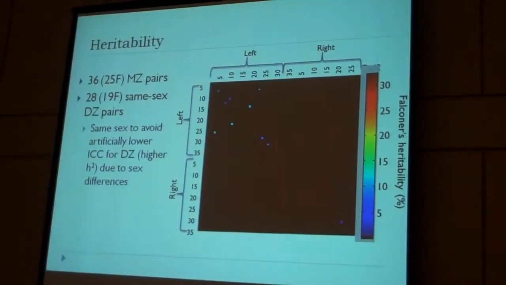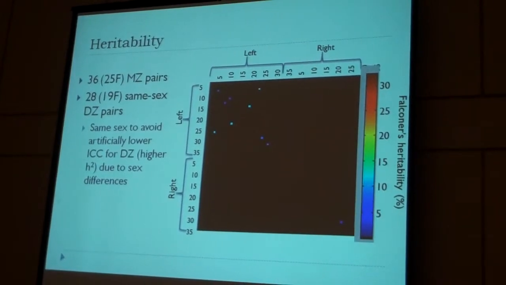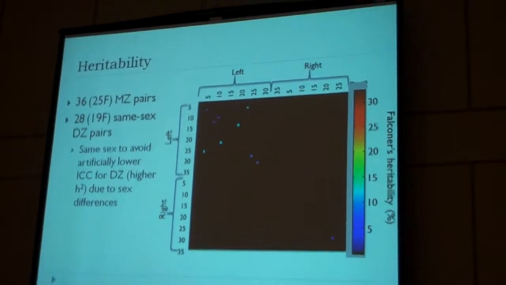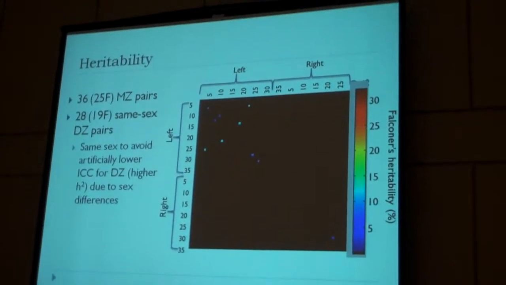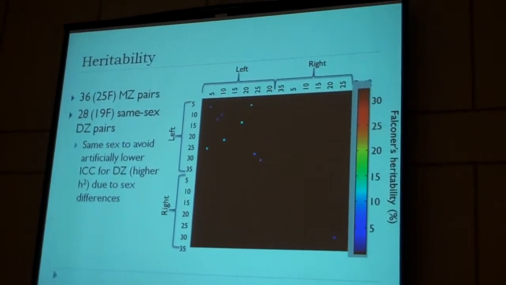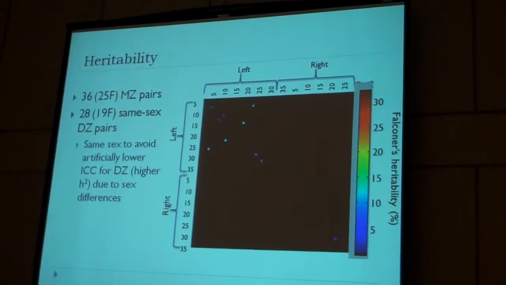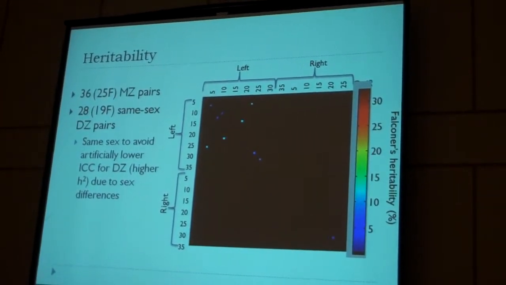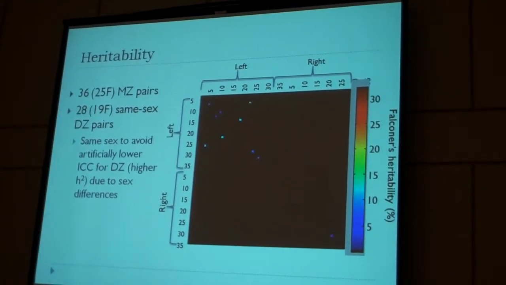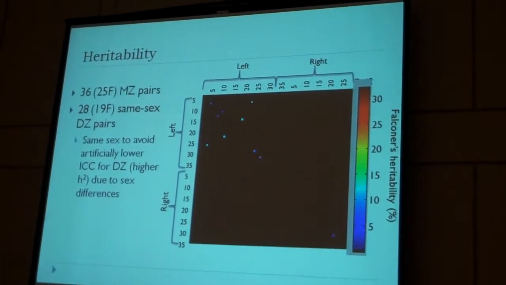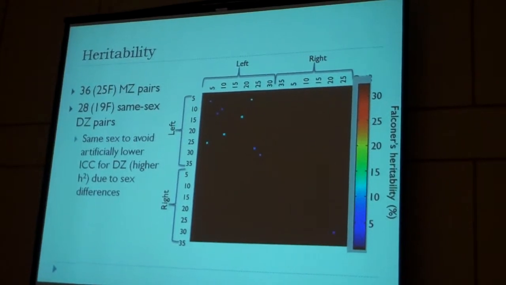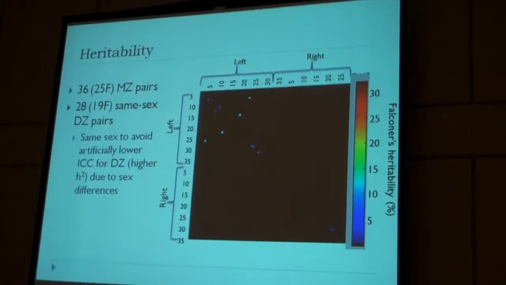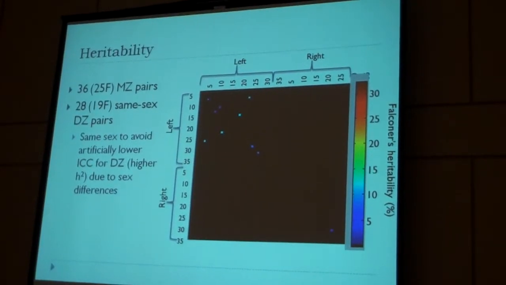This figure goes into detail of the heritability in our 35 different regions that we parcellated in the cortex. The color bar shows our Falconer's heritability percentage, so the blue means that it's not very heritable and the red means it's more heritable. And we use the same sex subjects in our dizygotic twins to remove any gender bias.